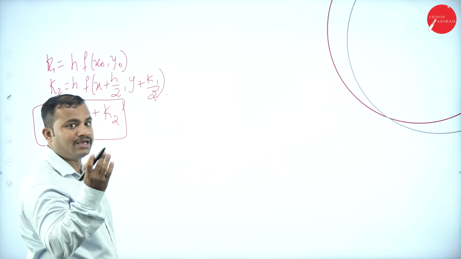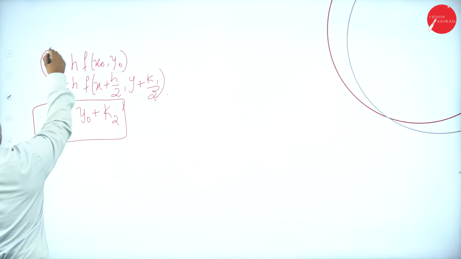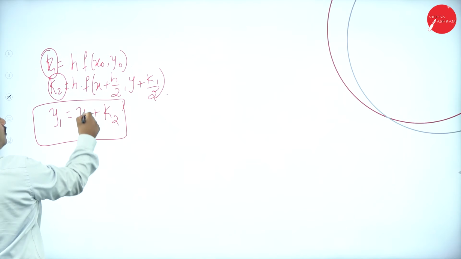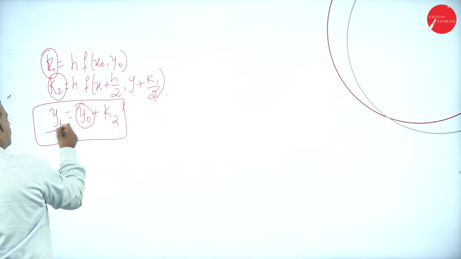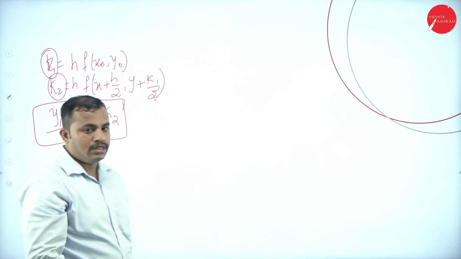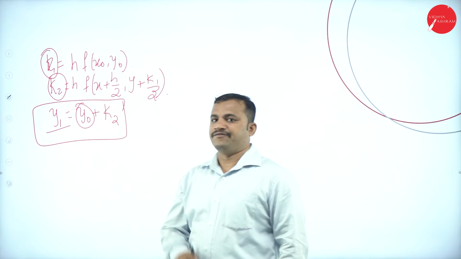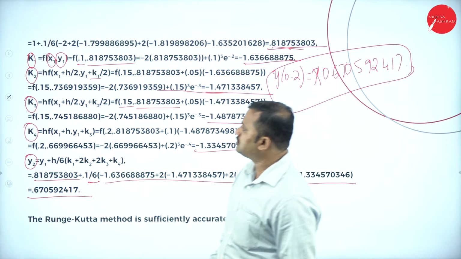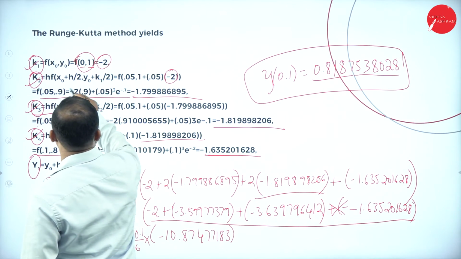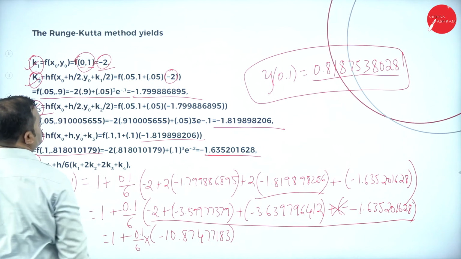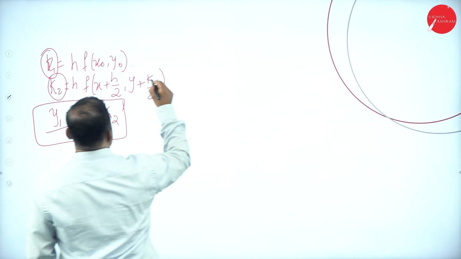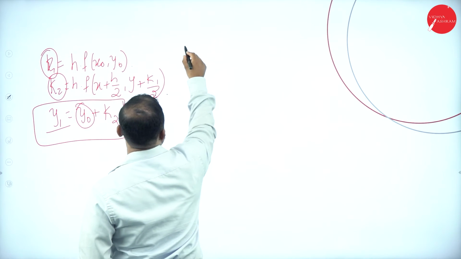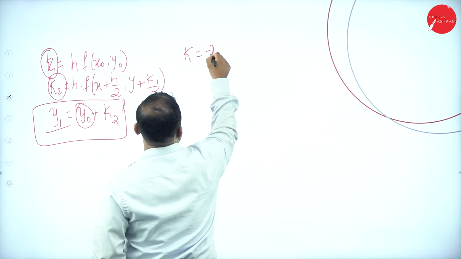Instead of finding k3 and k4, if I solve and find the values of k1 and k2 and substitute them here, I'll get the value of y1. No need to find k3 and k4. If I substitute the values of k1 and k2 here, what happens? We have k1 and k2 here. What is the value of k1 here? Minus 2. That is, k1 is equal to minus 2.